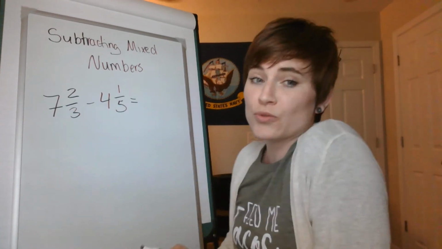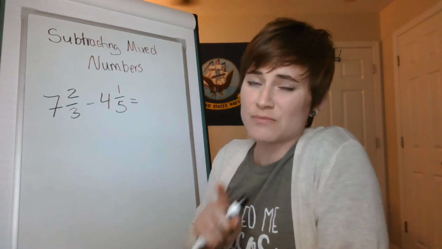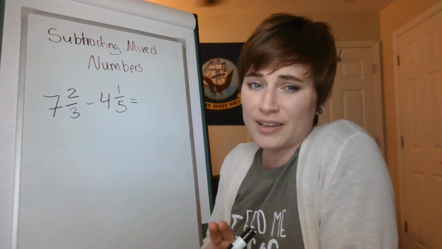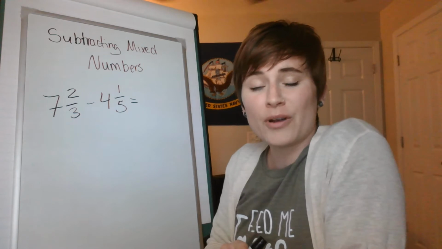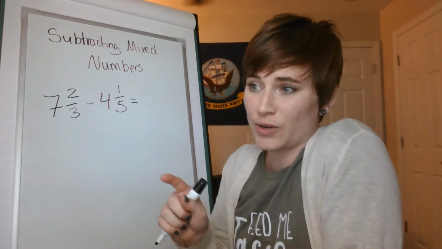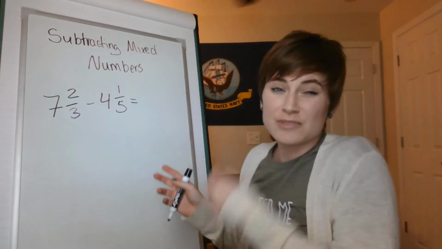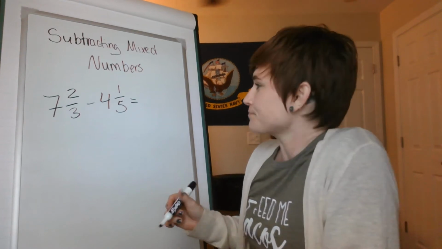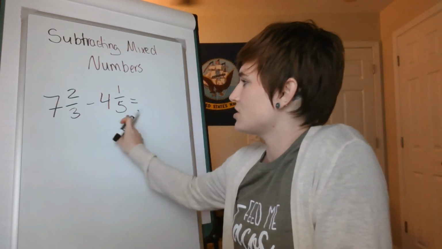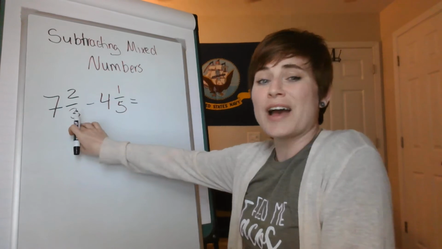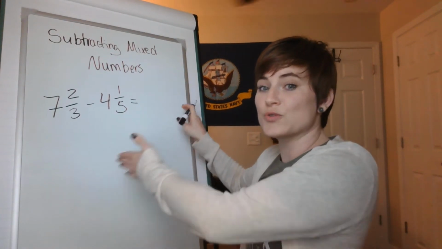And so to help you through, there are two different ways to do this. One way is much harder. I'm going to show you the simple way. And if you want to know the harder way, I'll make a video with the harder way later. But this is going to be the simpler way for you to do it. So first we have two different denominators. So we need to have the same denominator in order to subtract.